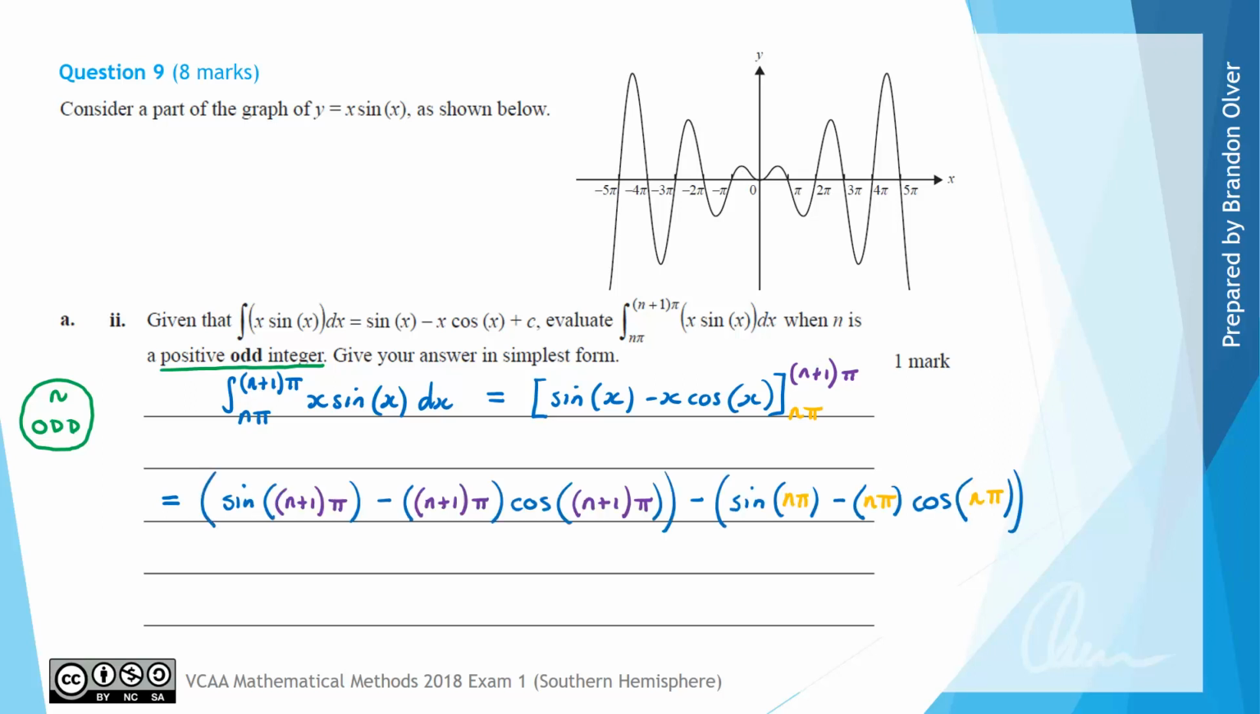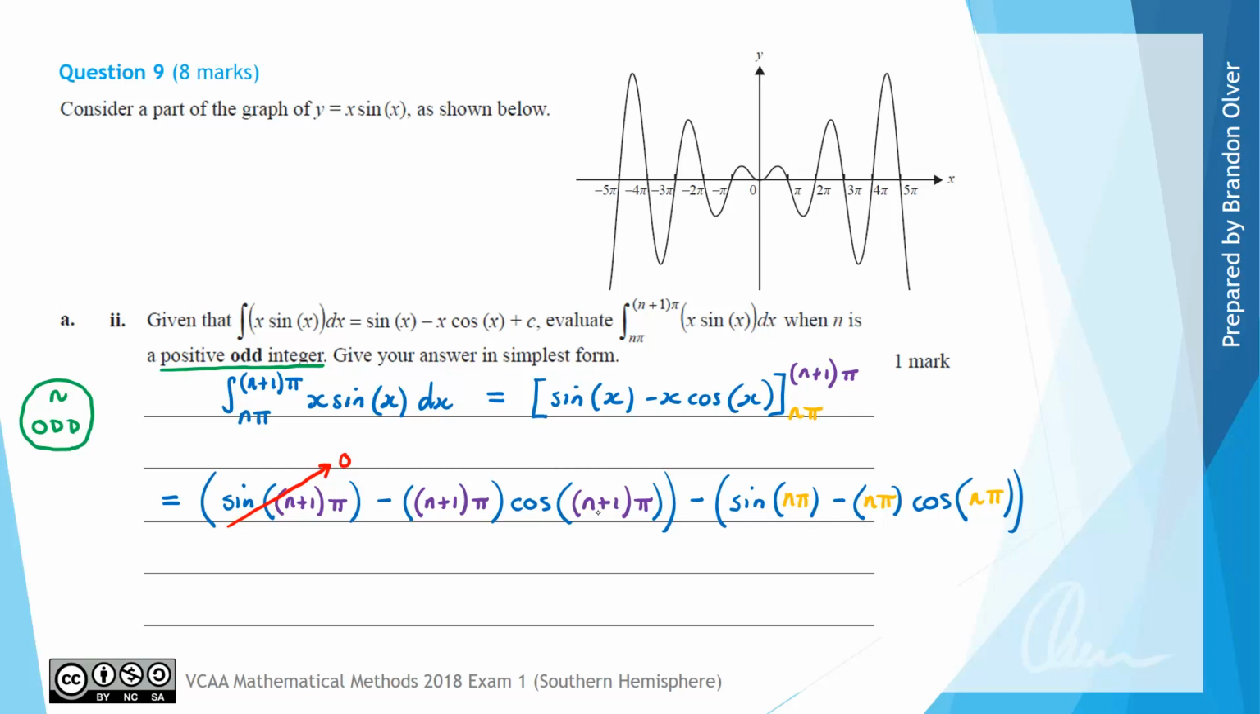And now, using similar logic to what we discussed in part 1, we're going to evaluate each of these terms down to its simplest form. So sine of (n plus 1) pi, where n is odd, will now give things like 2 pi or 4 pi or 6 pi. So that is going to equal 0 for all n odd.